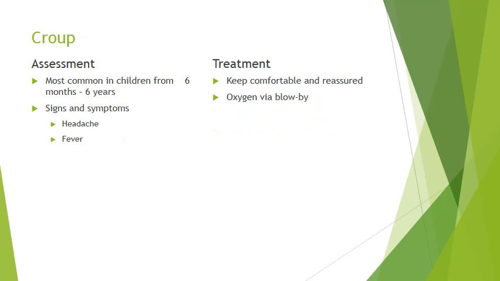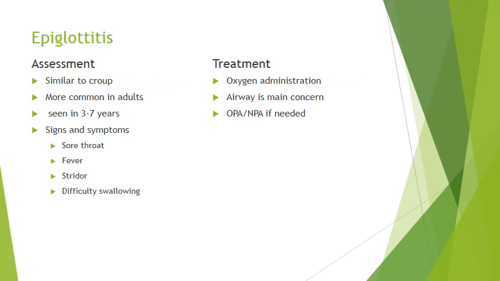Manage airway if needed. So croup is most commonly seen in children from the age of 6 months all the way up to the age of 6 years. There are not too many signs and symptoms, just a headache and fever. And the treatment is to keep them comfortable and calm. And you want to give them oxygen via blow-by. So you don't want to strap a mask on these kids.